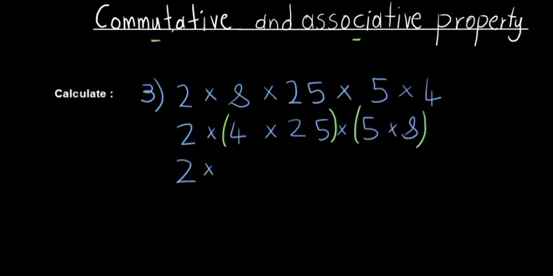So first we'll multiply 4 by a 25 to get 100. And then we'll multiply 5 by 8 to get 40. So now all we have to do is to multiply everything to get 8,000. And this is the final answer.